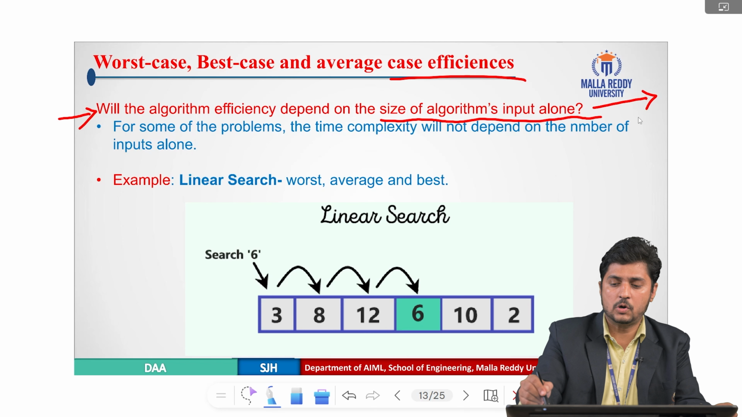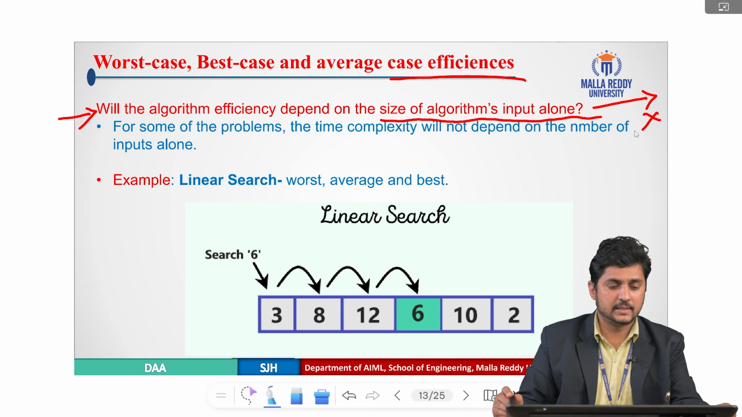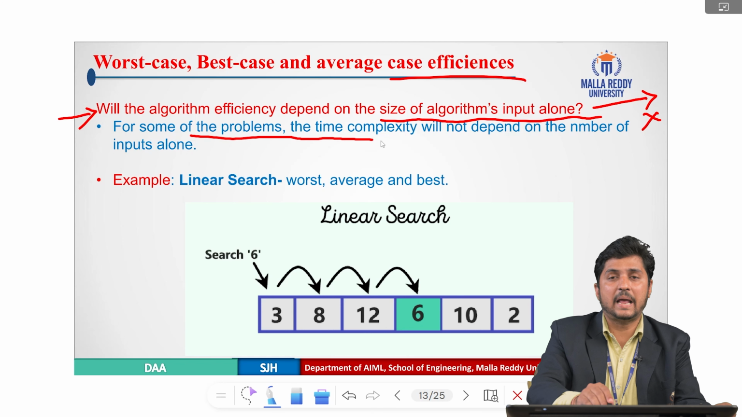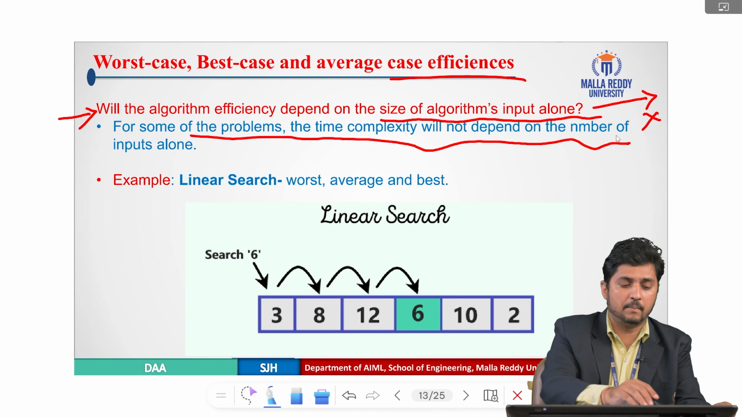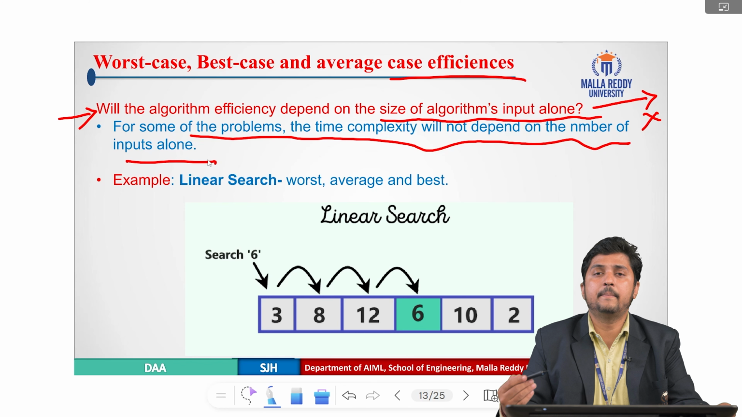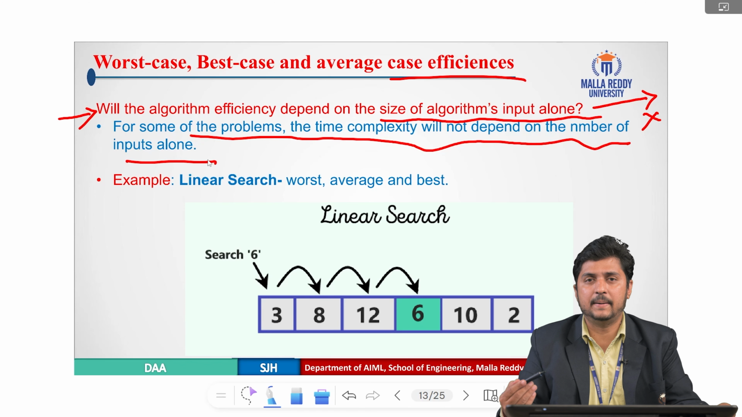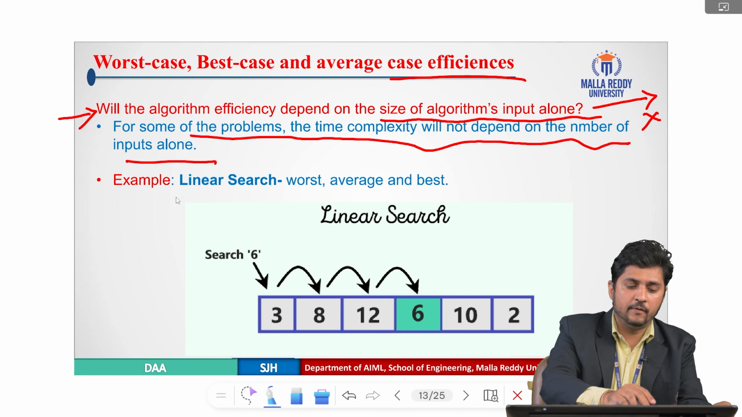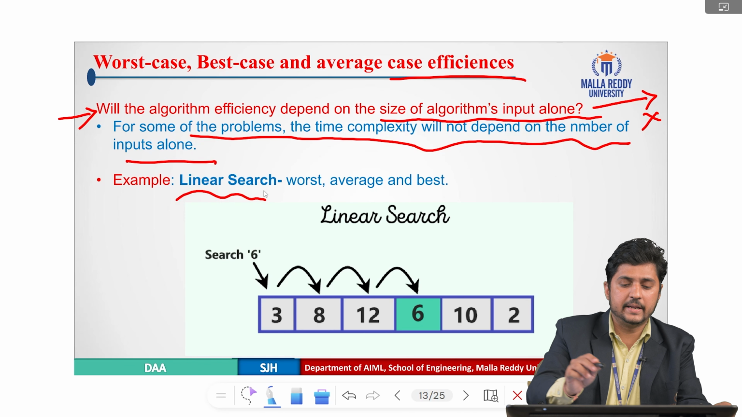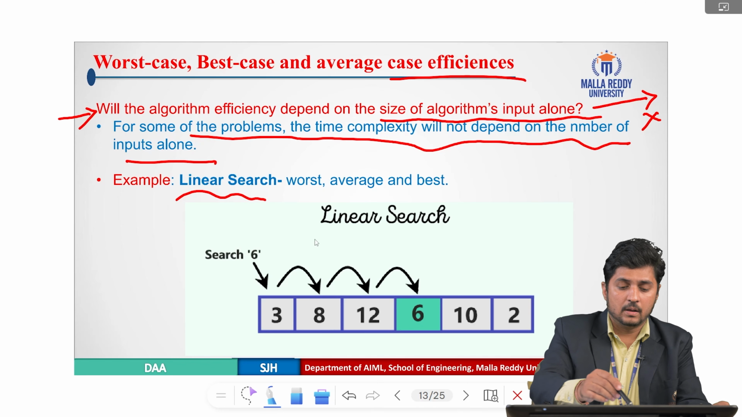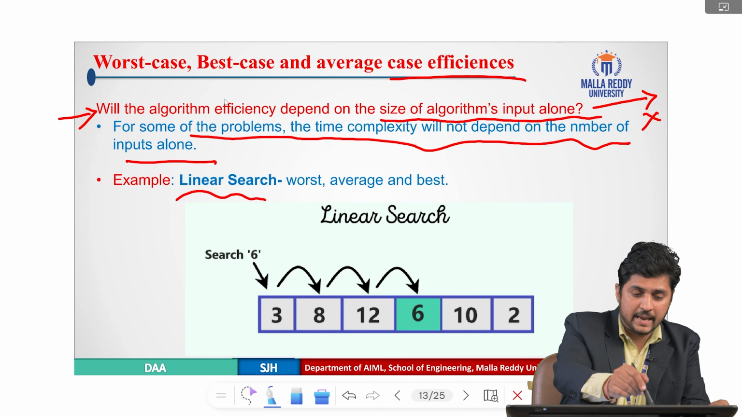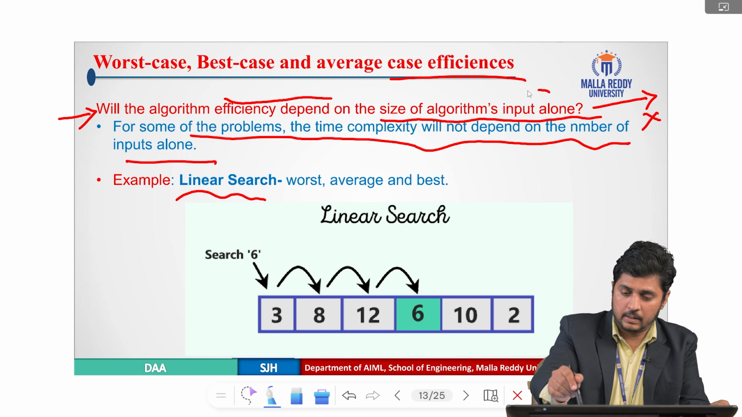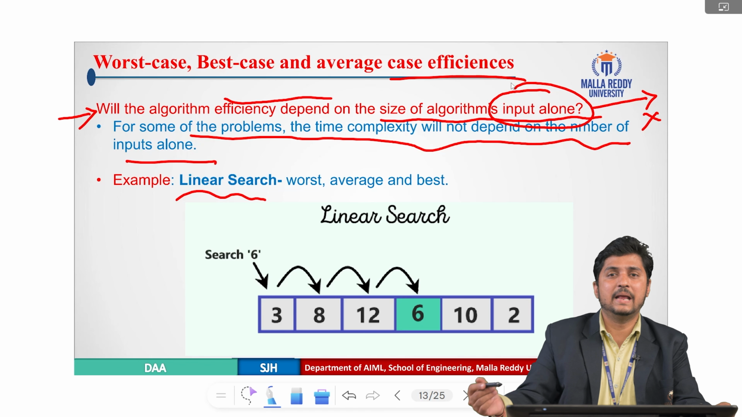This is not at all true. So this question we need to understand. For some problems, the time complexity will not depend on the number of inputs alone. It also depends on some other parameters or properties. We need to understand that with the help of one basic example called linear search. With this example, we'll try to understand how the algorithm efficiency does not depend on the input size alone.